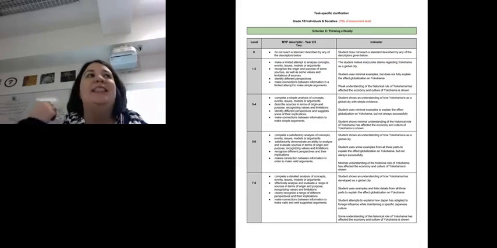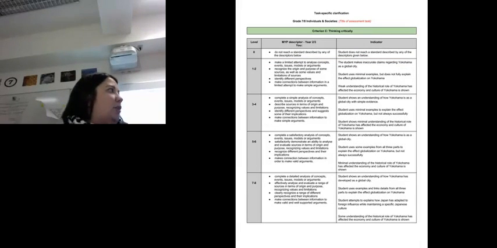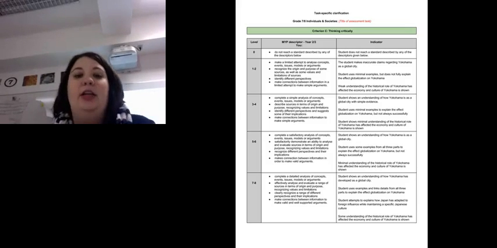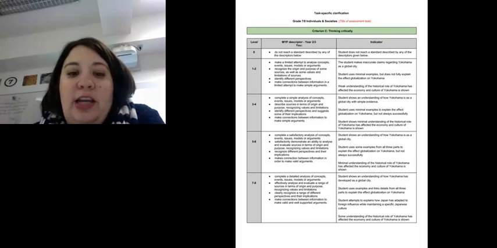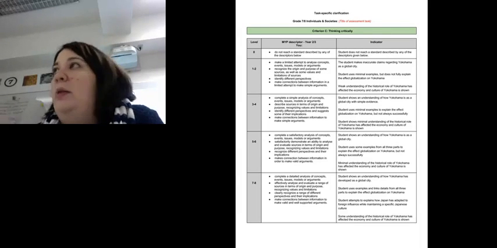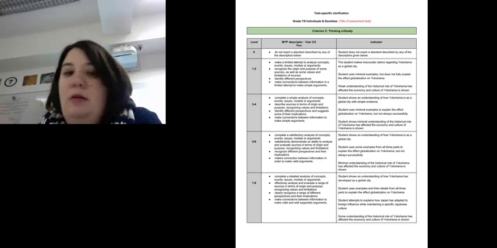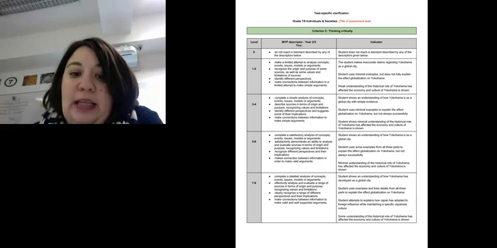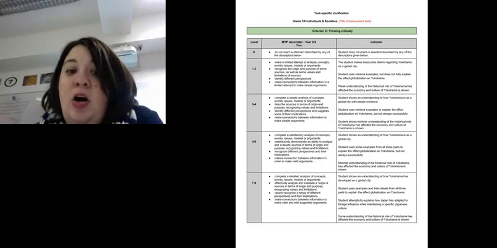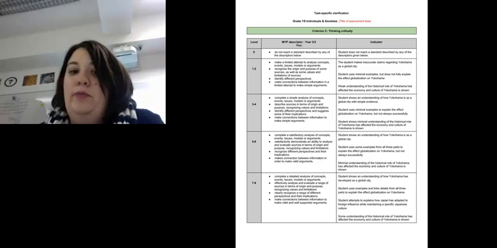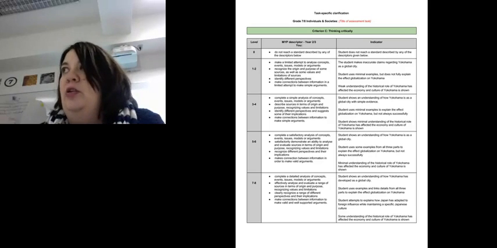Criteria C. Criteria C is always the tricky one. This is always the one that's hardest to do. So looking at criteria C, you show an understanding of how Yokohama has developed as a global city. That's probably in the history of Yokohama written part. Student uses examples and links details from all three parts to explain the effect of globalization on Yokohama.